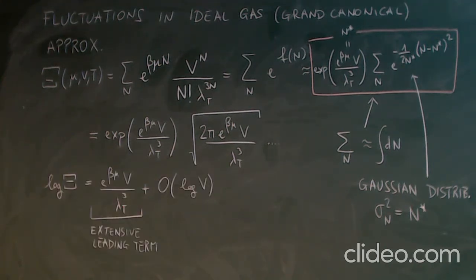Finally, when we take the log of this grand canonical partition function, we find that the first term is exactly identical to what we get from the exact calculation. This is an extensive term. It's proportional to V, the volume, as the system goes to the thermodynamic limit, N going to infinity, V going to infinity, and so on. This is the leading term, and this is the only term that we typically use in our calculations. Plus, there are higher order corrections, but these are of the order of log of V, which is much smaller compared to the leading one.